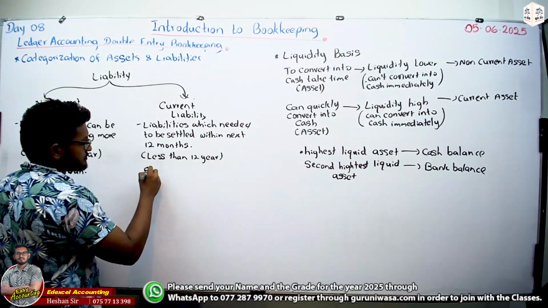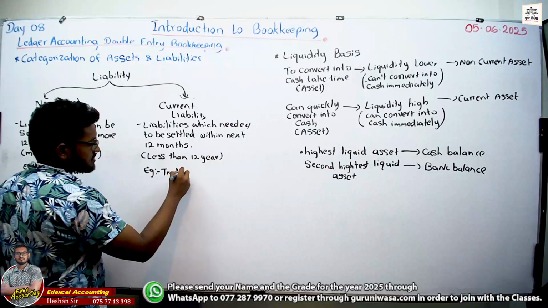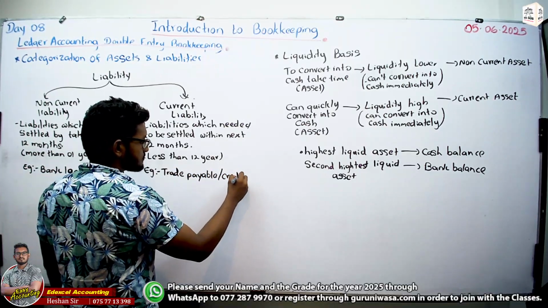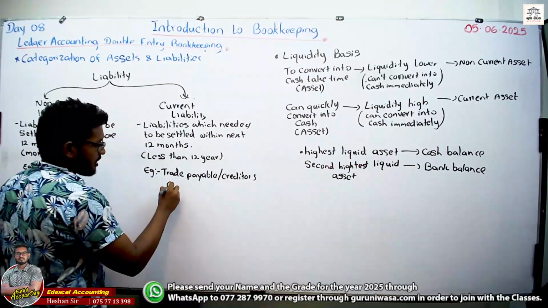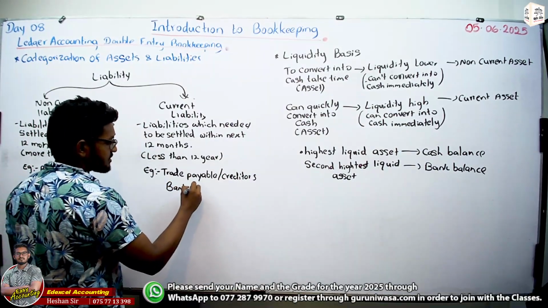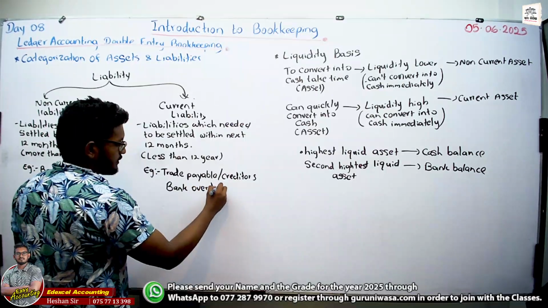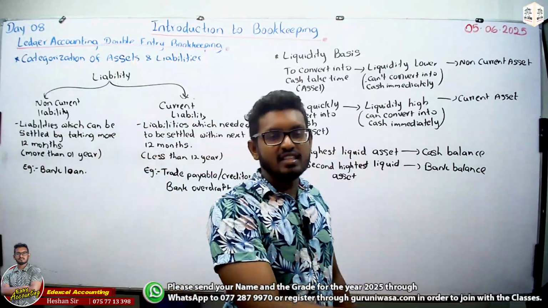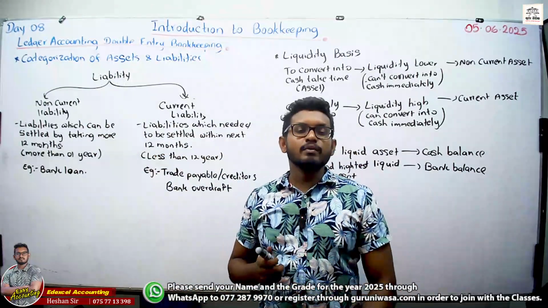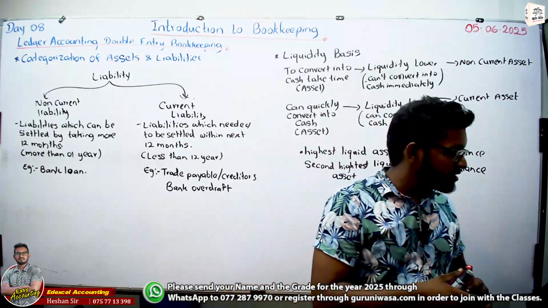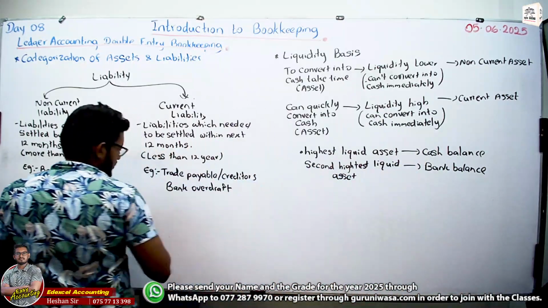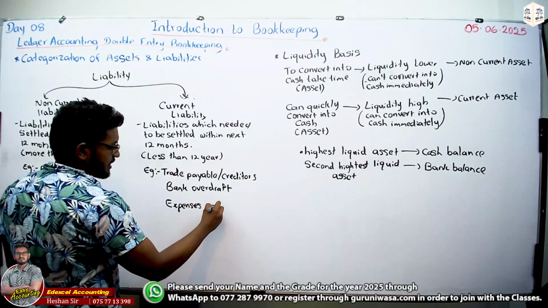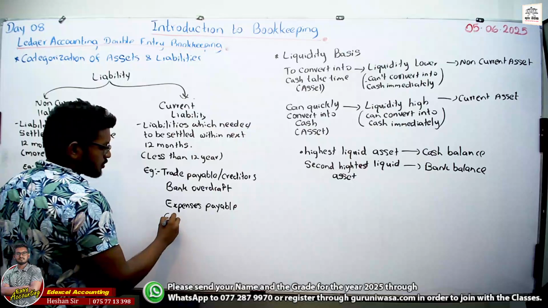Current liabilities: trade payables, or creditors, and bank overdraft. The bank only gives this for 2 weeks to settle fully. We don't need to go to the bank and deposit. Once we deposit that 20,000 to the bank account, they will deduct it from our account, right? Then expenses payable, in another word, accrued expenses.